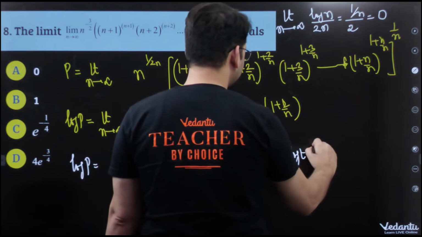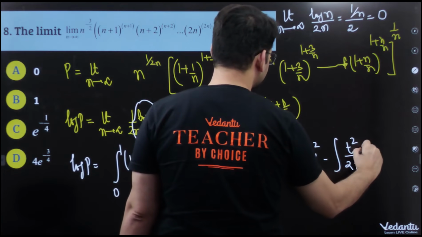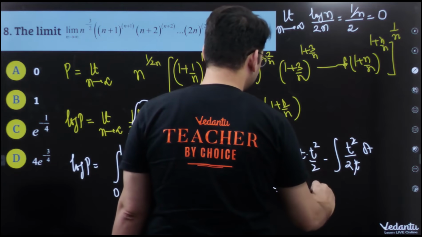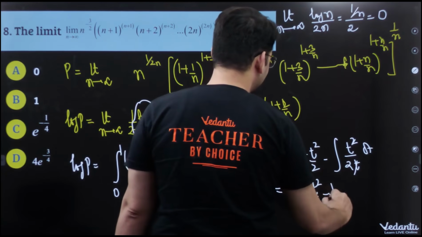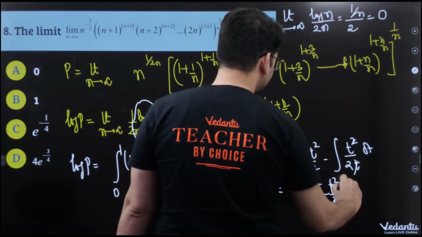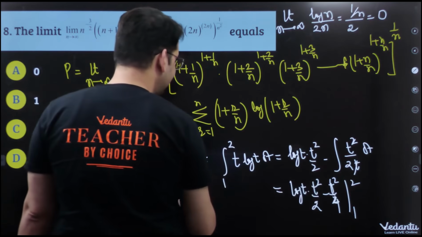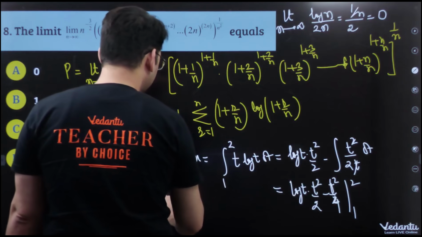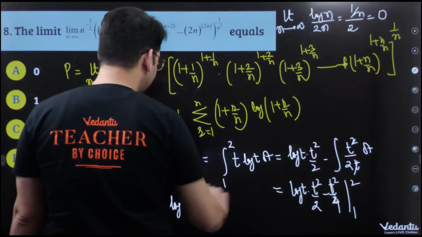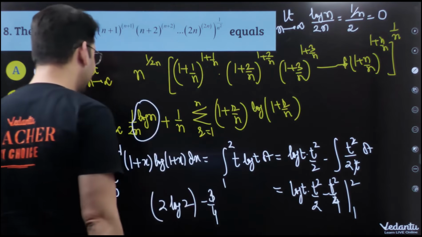so log t into t square by 2 minus integration of t square by 2t. So log t into t square by 2 minus 1 by 2, integration of t is t square by 2, so t square by 4, from 1 to 2. So let us put the values. So it will be 2 log 2 minus 0 minus 1 by 4 into 3. This has come, this is log p.